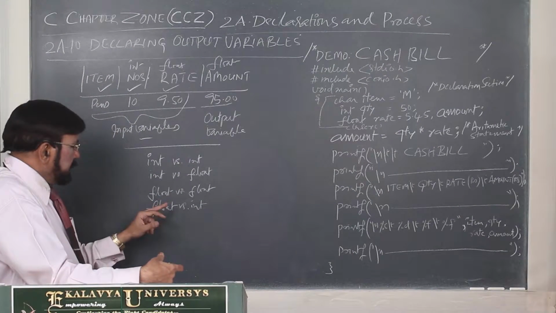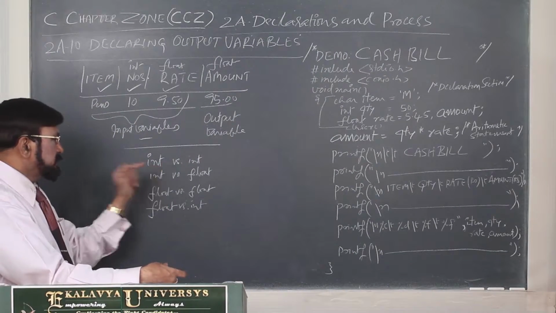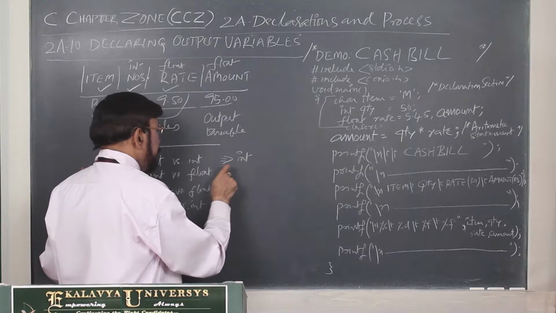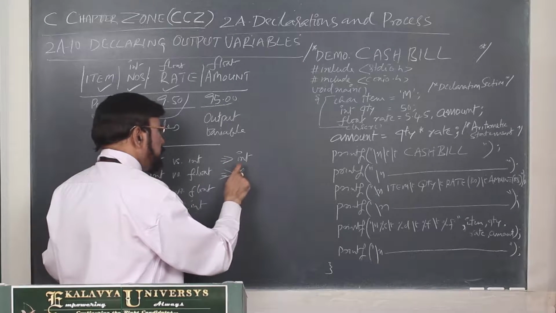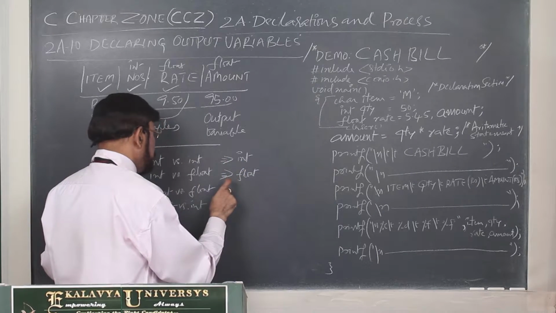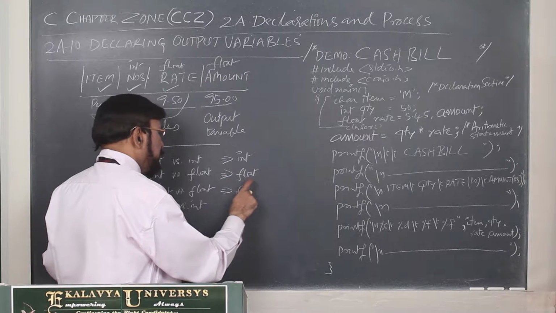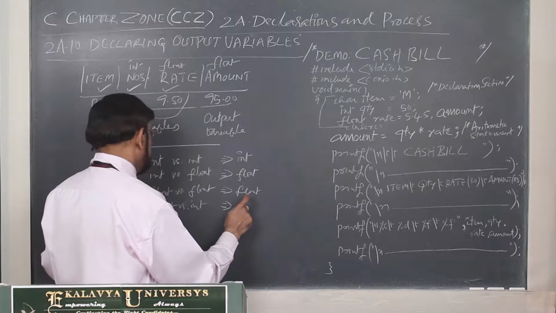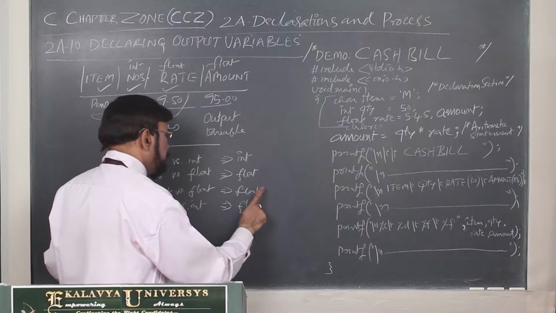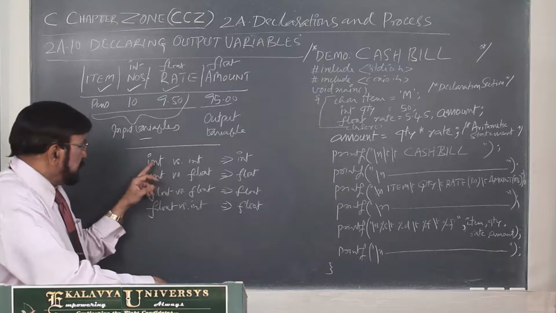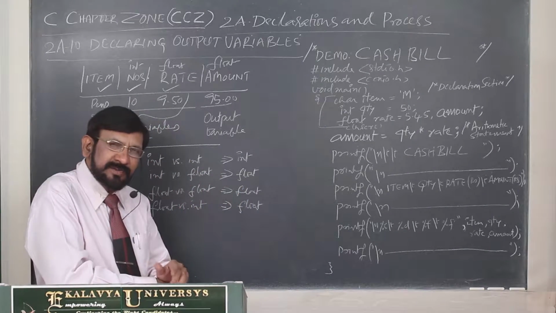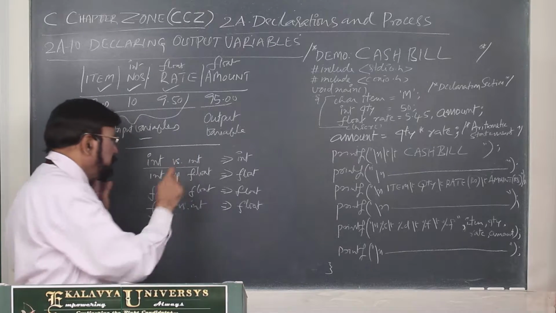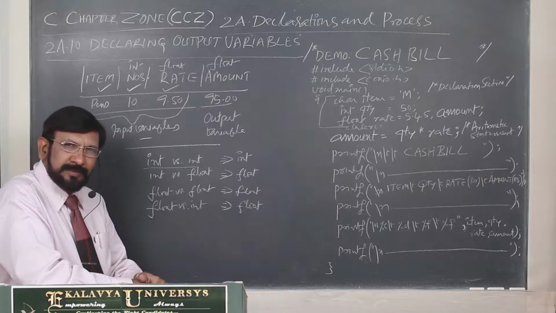Now, if you take these four cases, int versus int, the result is always int. Int versus float, the result is always float. Float versus float, the result is always float. Float versus int, the result is always float. Only in one case, int versus int, is the result int. But you have to focus on this element.